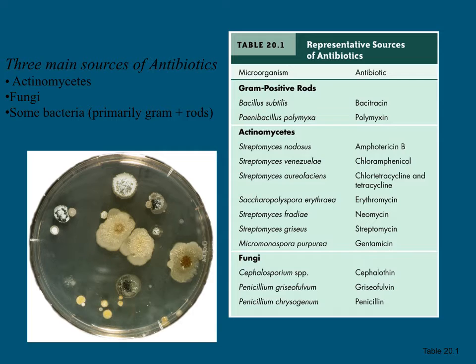Fungi, we know penicillium, of course, produces penicillin. There's a few other fungi that produce antibiotics. And then we have some bacteria, and the most common bacteria to produce antibiotics is Bacillus subtilis, which produces what's commonly known as bacitracin. You can see on the right, there's a list of some examples of microorganisms that produce antibiotics.